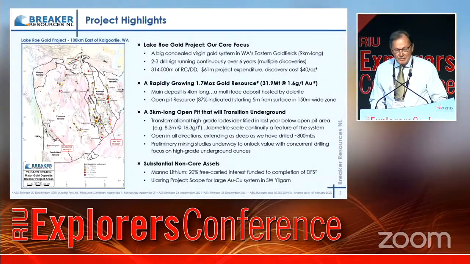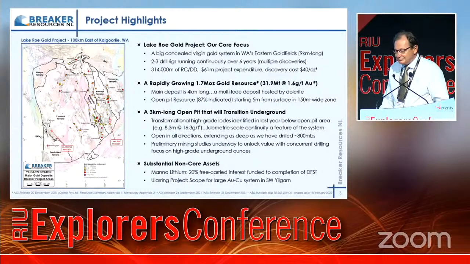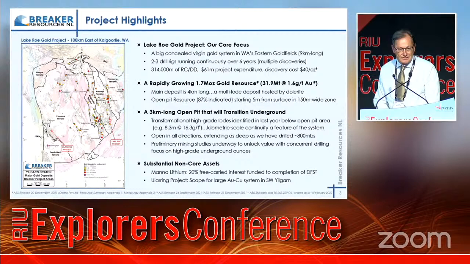Our key project is 100 kilometres east of Kalgoorlie. It's big, it's concealed, and it's totally virgin, and it's situated between 2 operating mines. We've had 2 to 3 rigs running continuously over the last 6 or 7 years, kicking goals, adding ounces. We've spent $60-odd million, and for every $40, we've added an ounce of gold. So that's over a 6-year period.